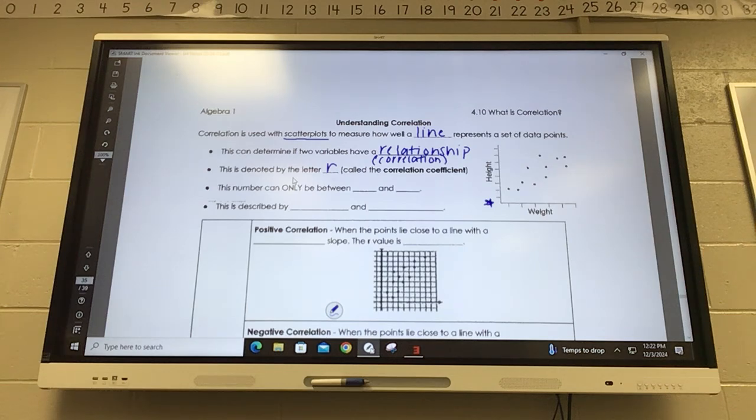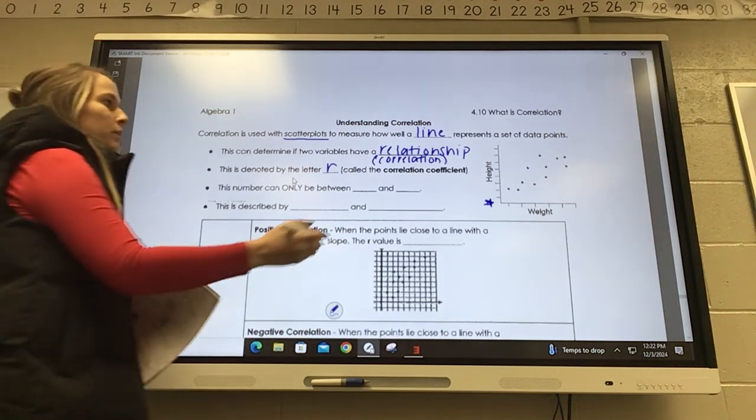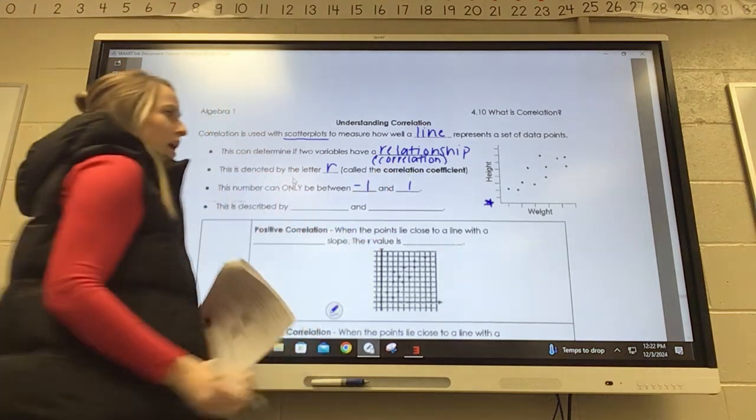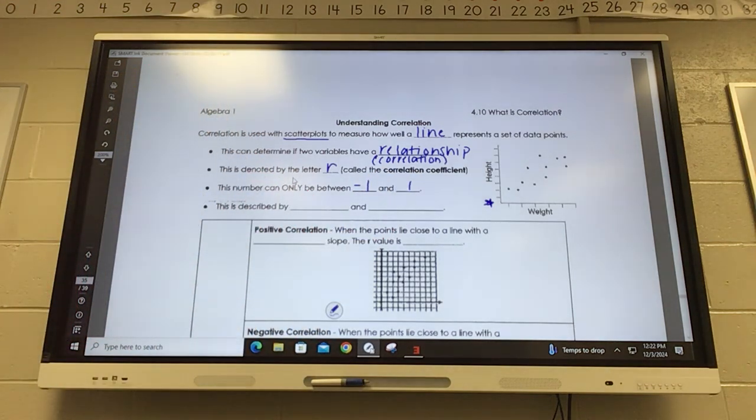And this r value will only ever be between the numbers -1 and +1. So -1 and +1 would basically mean it is a relationship, it is a fact, it's 100% true. So -1 is a perfect negative relationship and +1 is a perfect positive relationship. That's kind of hard to come by. So typically your r value is between those two numbers. It's typically a decimal. It's not normally -1 or +1.